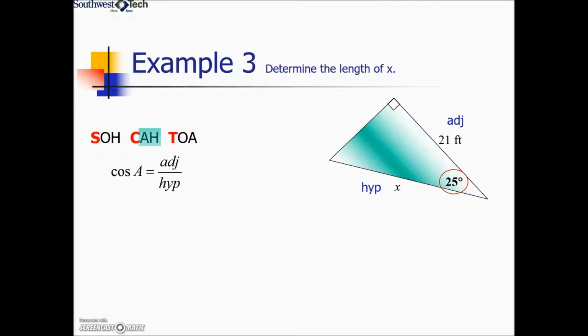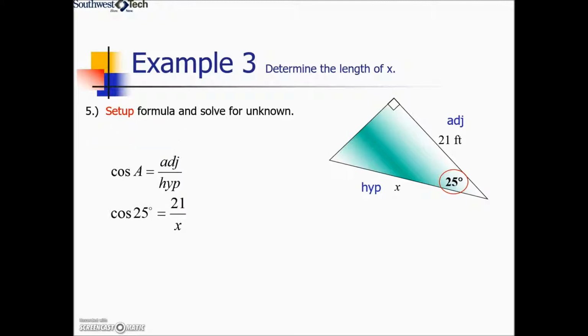Replace the unknowns in that ratio with the values from the problem. We do know the angle measurement, so we will replace A with 25 degrees. Adjacent in the numerator is 21, and the denominator is our missing value. When we have a ratio with the variable in the denominator, we have our shortcut that we can switch these two values around, putting the x equal to 21 divided by cosine of 25, and when you simplify that calculation, the answer is 23.2 feet.